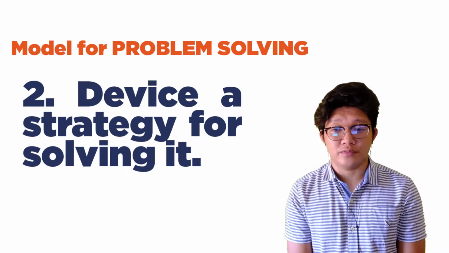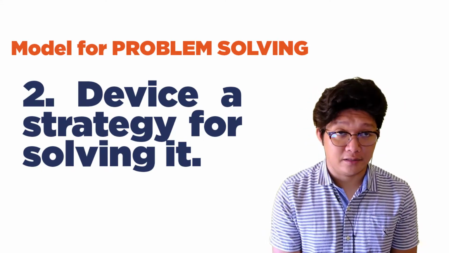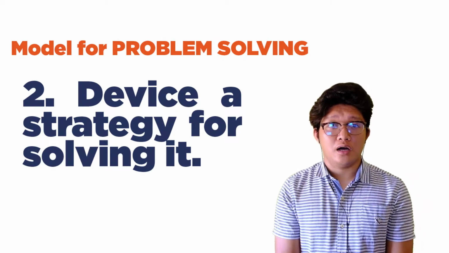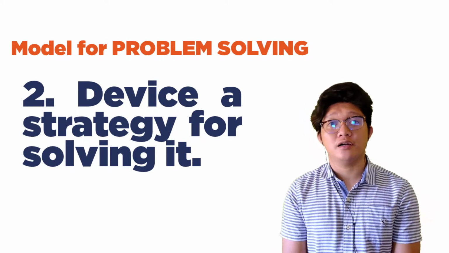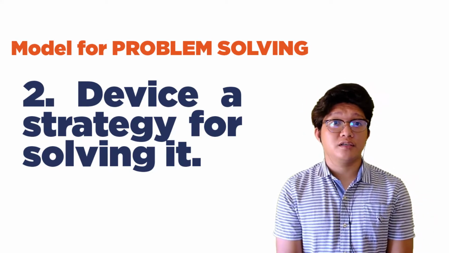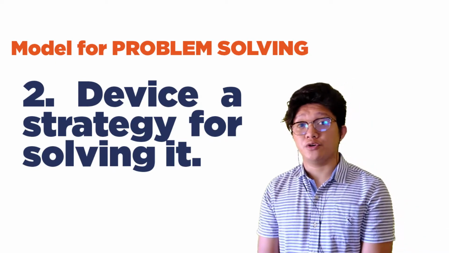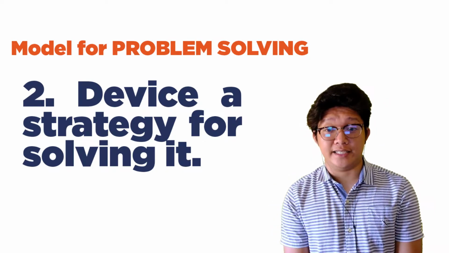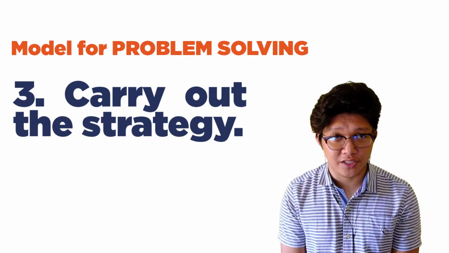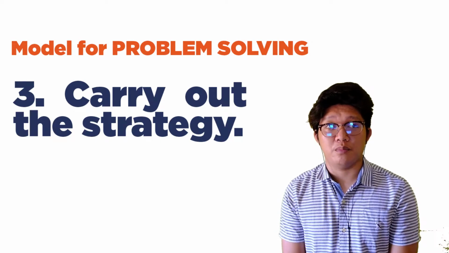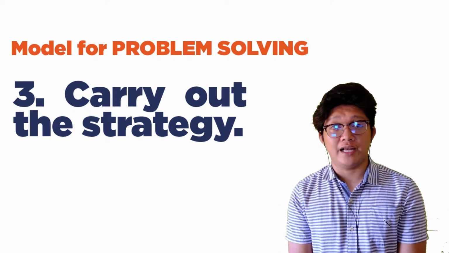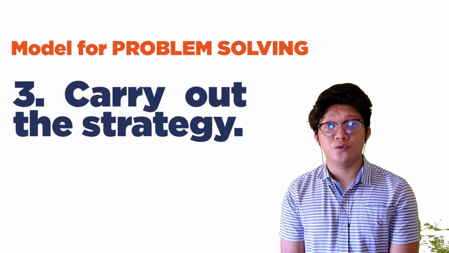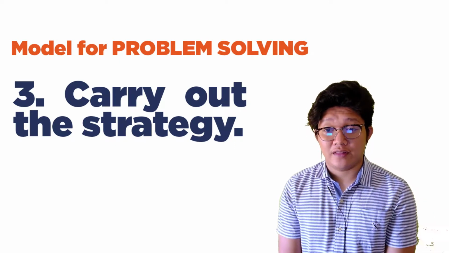Next is number 2, devise a strategy for solving it. Meaning, you have to look into how you would come up with the outcome. How would you answer the problem? How will you solve it? Using different strategies and different operations, what operations will you use in order to come up with the correct idea? And number 3, carry out the strategy. You have to solve the problem, and do what is necessary, all the needed strategies and all the operations, in order to carry out the strategy.